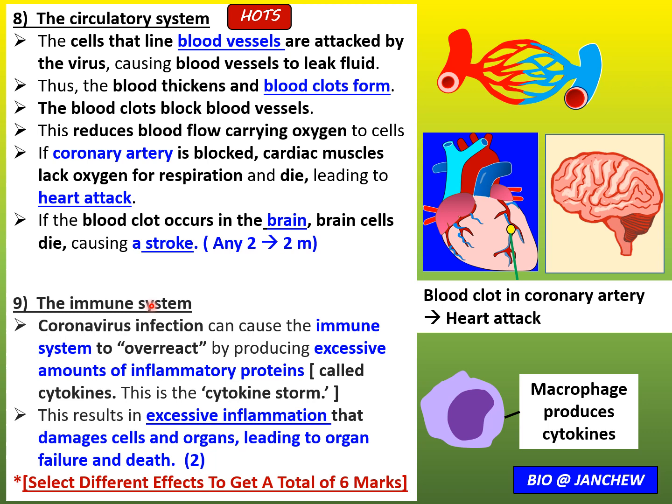Lastly, the immune system is also affected by the coronavirus. So the coronavirus that causes COVID-19, the infection of this virus can cause the immune system of the body to overreact. An exaggerated immune response can occur, whereby the immune system, the macrophages and other cells, may produce excessive amounts of the inflammatory proteins called cytokines.